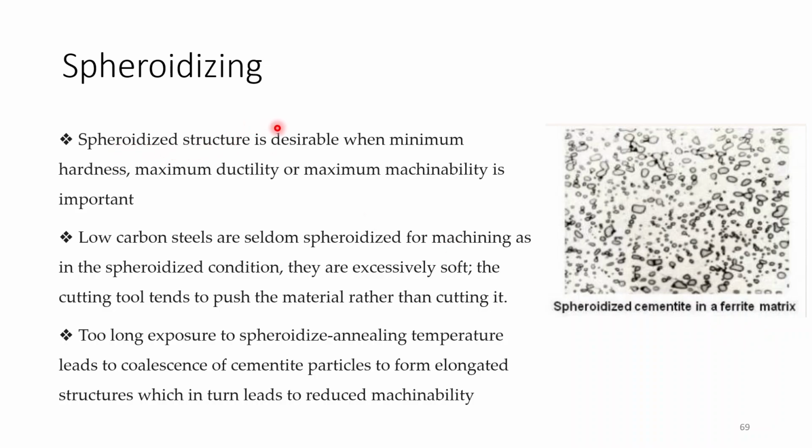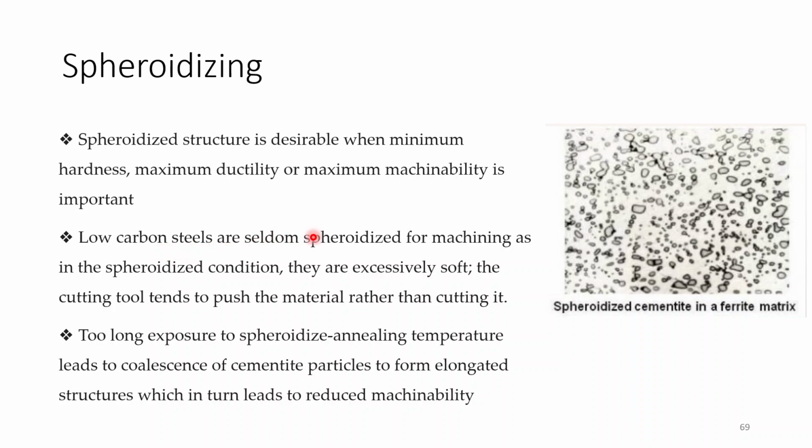The spheroidized structure is desirable when minimum hardness, maximum ductility or maximum machinability is important. Sometimes it's also done that after spheroidizing the structure, you perform machining and then provide another heat treatment to the product to get the desired microstructure.